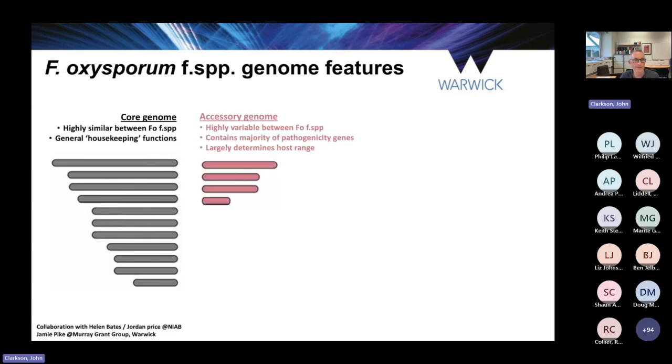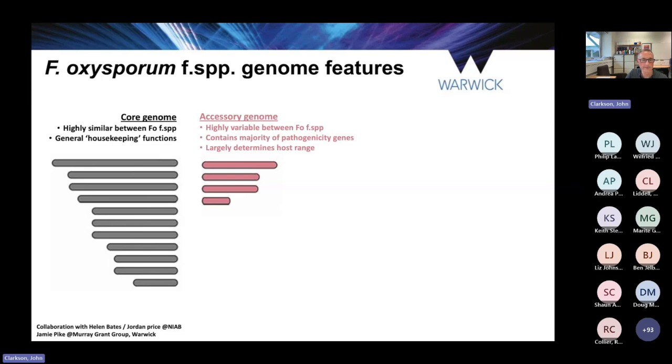However, these forma speciales also generally have an accessory genome, as it's called. This can be one or more mini chromosomes, and these are actually highly variable between the forma speciales. And it's really this area of the genome where all the action is, because it contains the majority of the pathogenicity genes, the genes that allow Fusarium oxysporum to infect these individual hosts, and therefore it largely determines the host range. So it's this part of the genome that we really need to sequence and get data on if we're to develop diagnostics. And this is what we've been doing with Helen and Jordan.